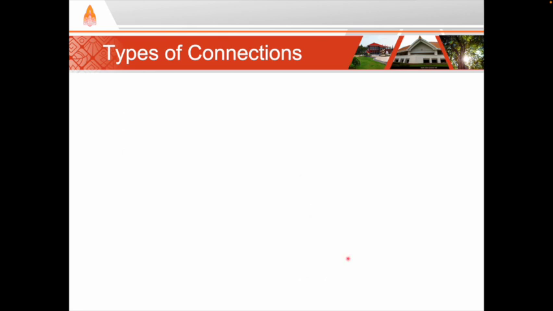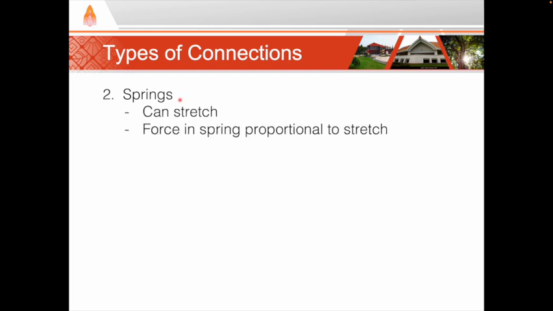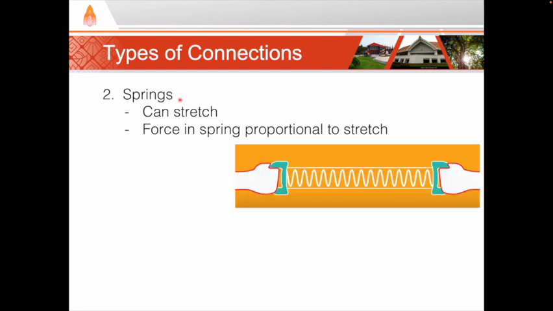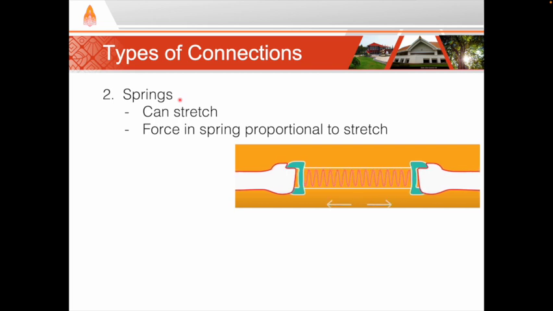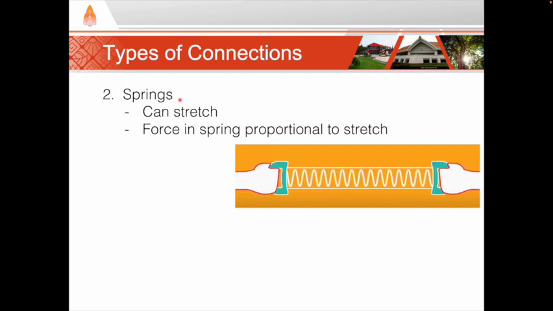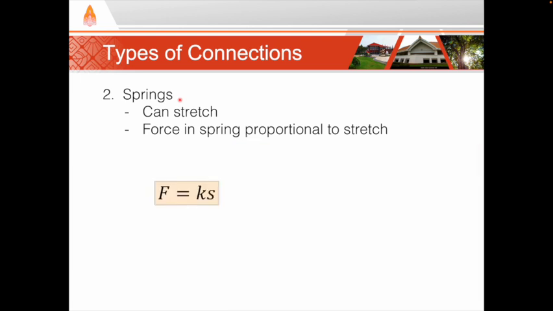The second type of connection is a spring. A spring can stretch, and the more the spring stretches, the stronger the tension force in the spring. Have you ever tried stretching a spring? The farther you stretch the spring, the harder it is to pull. Therefore, the force in the spring is proportional to the length of how far it stretches, S. So the force F is equal to a constant K times the length that it stretches, S. Every time you see a spring, you will use this equation.